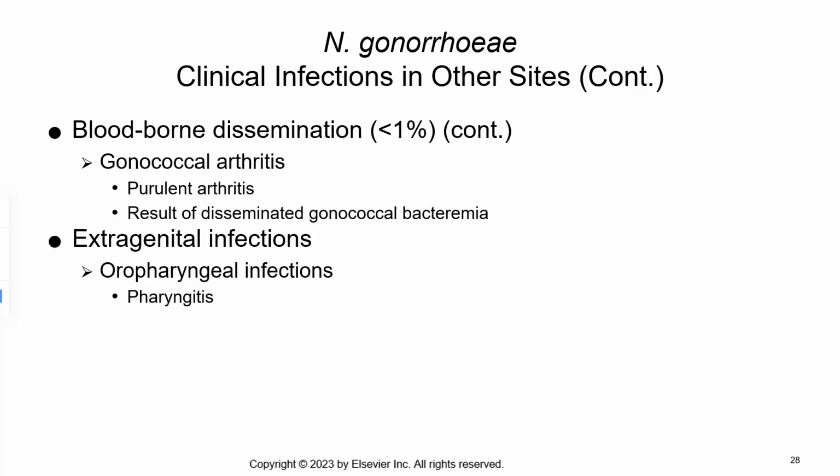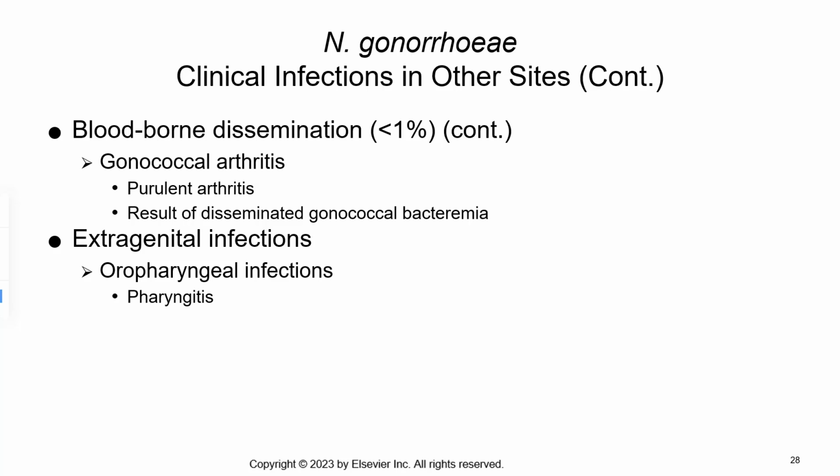Bloodborne dissemination, so gonococcal arthritis is possible. The gonorrhea can travel to the joints and can infect joint fluid. Purulent arthritis is the result of disseminated gonococcal bacteremia.